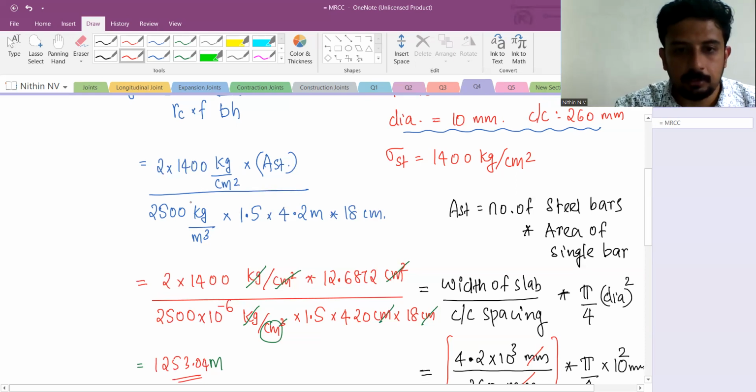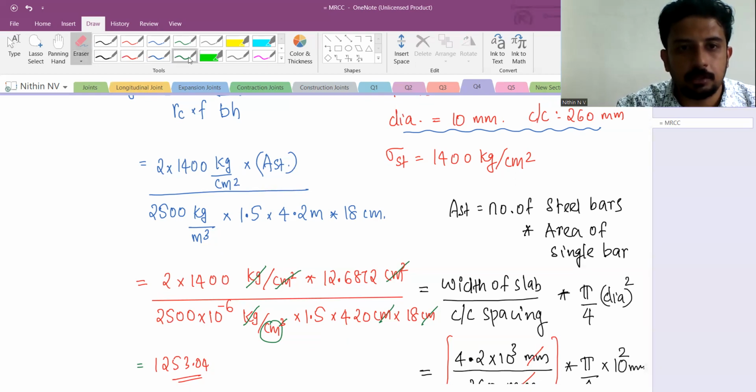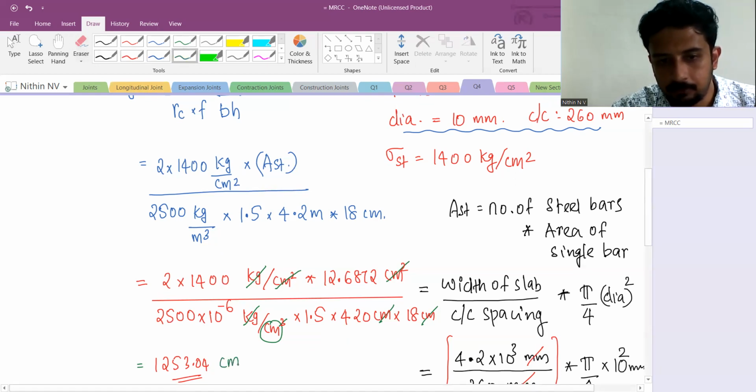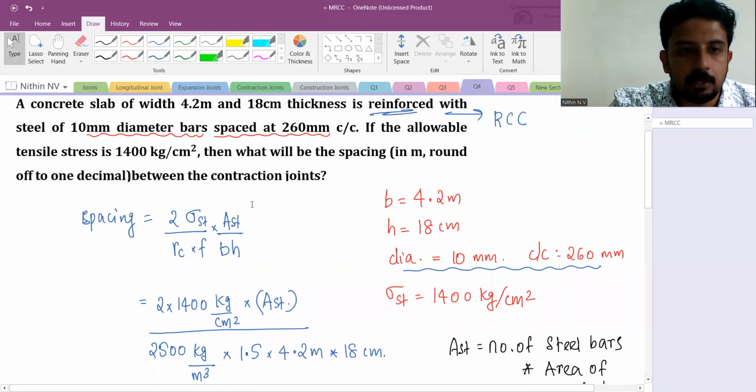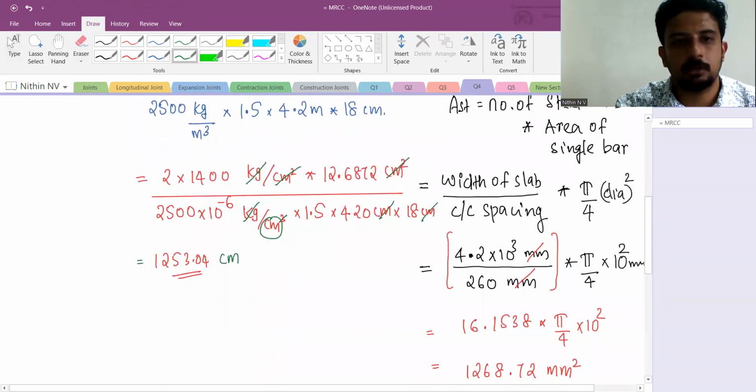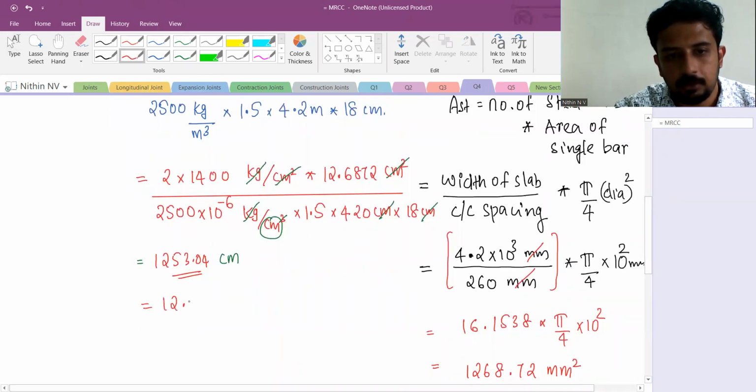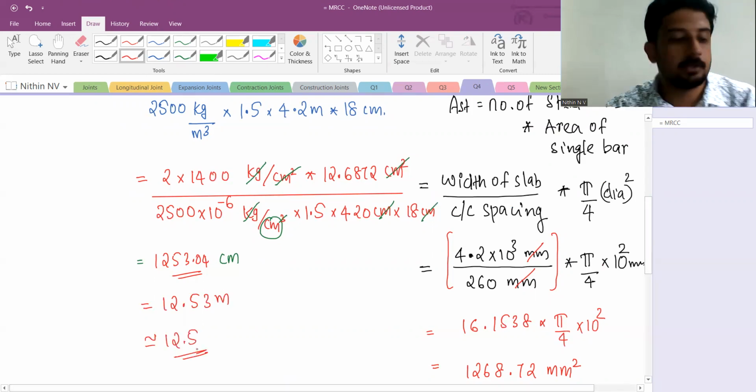But oh sorry, it's not going to be in meter, it's going to be in centimeter. I hope you have already noted that. The final answer is asked in meter, rounded off to 1 decimal, so we can just convert into meter. How much meter will it be? 12.53 meter. Approximately 12.5. Round off to 1 decimal.